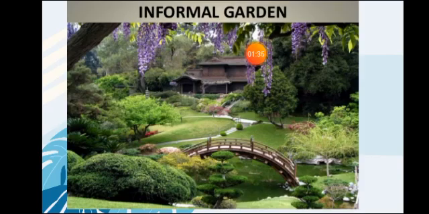Features such as hillocks, waterfalls, lakes, islands, and rocks are provided to create natural effect. Plants are appropriately grouped and they are not trimmed so as to avoid geometrical arrangement. The idea behind this garden is to imitate nature. Japanese garden and English garden are examples of informal garden.